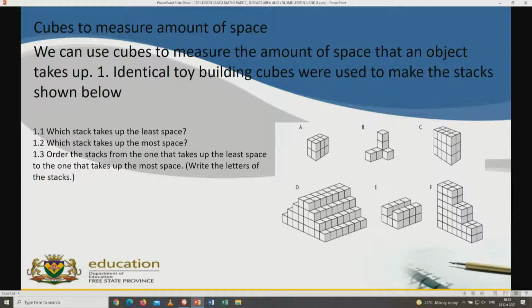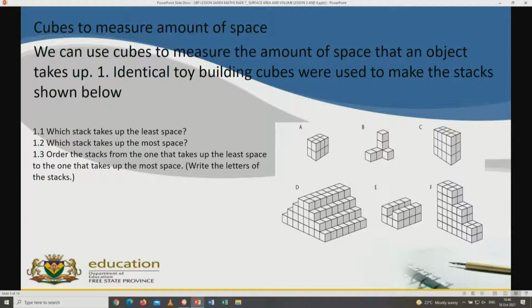But it is how they have been packaged that will determine the amount of space that is occupied. You'll see that even in the higher grades, especially as you get to grade 12, there is a part of the grade 12 syllabus that talks about differential calculus.